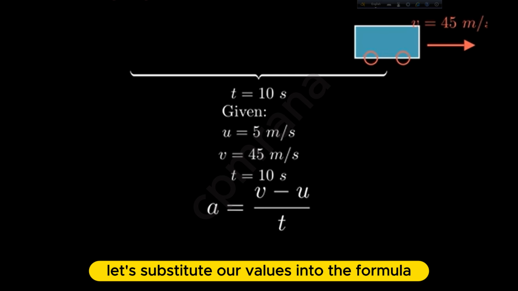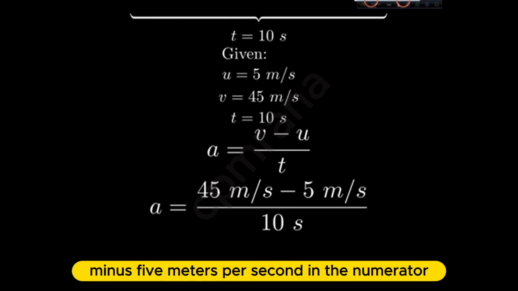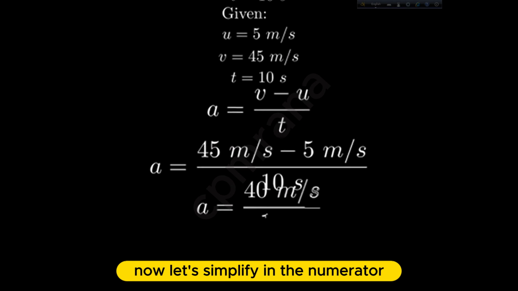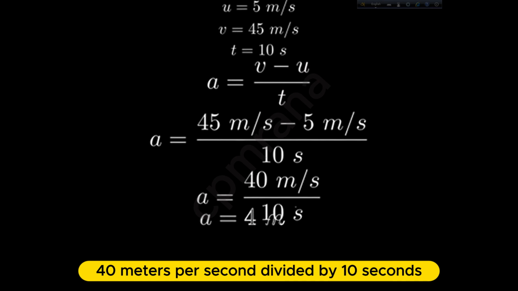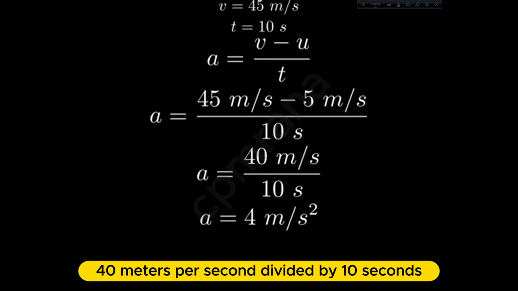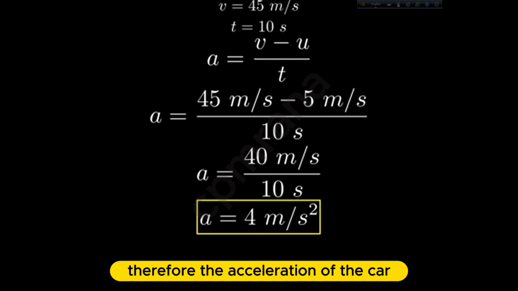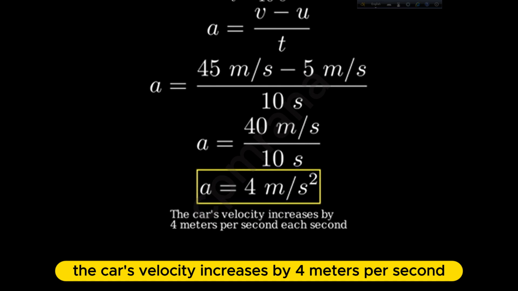Let's substitute our values into the formula, plugging in 45 minus 5 meters per second in the numerator and 10 seconds in the denominator. Now, let's simplify. In the numerator, 45 minus 5 gives us 40 meters per second. 40 meters per second divided by 10 seconds gives us 4 meters per second squared. Therefore, the acceleration of the car is 4 meters per second squared. This means that every second, the car's velocity increases by 4 meters per second.